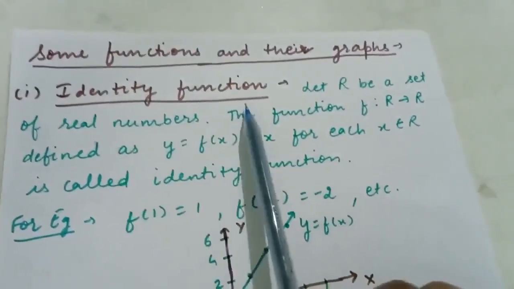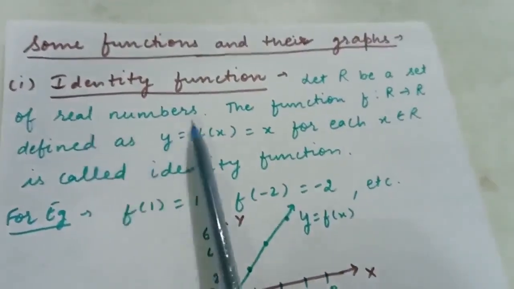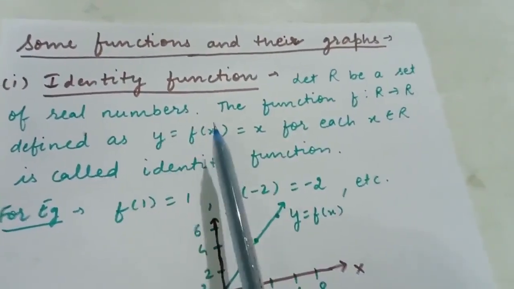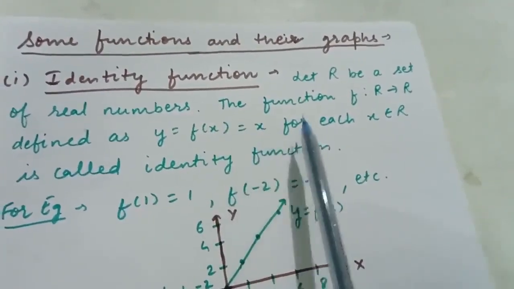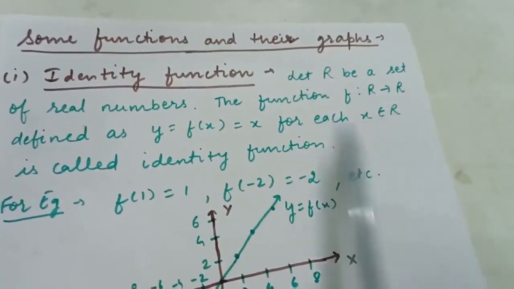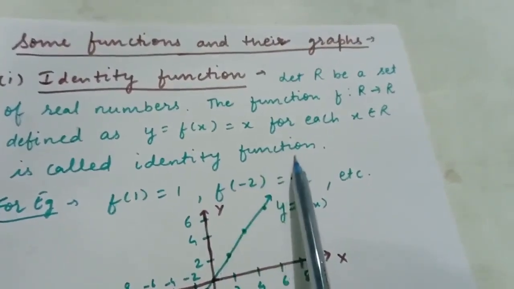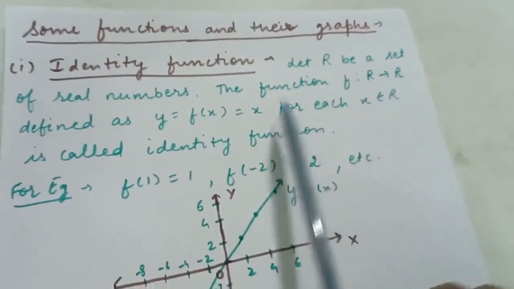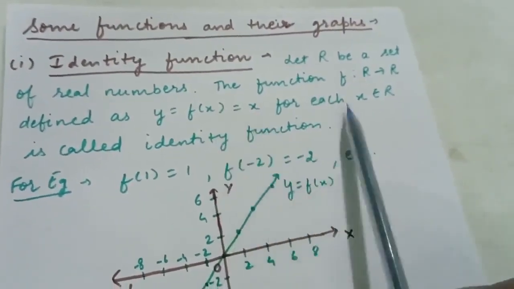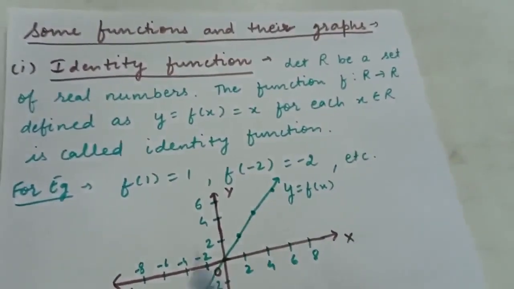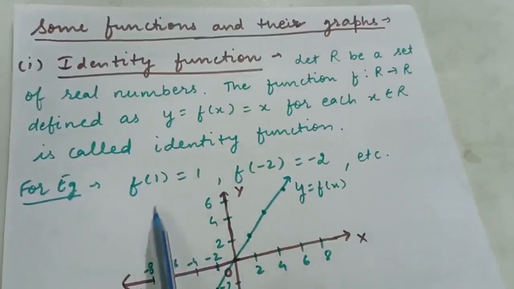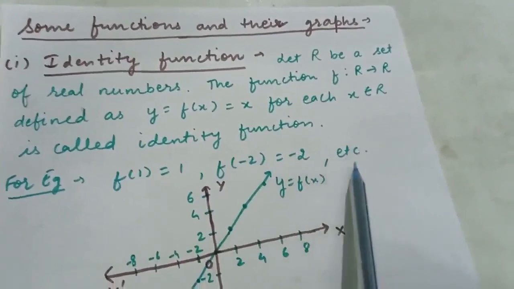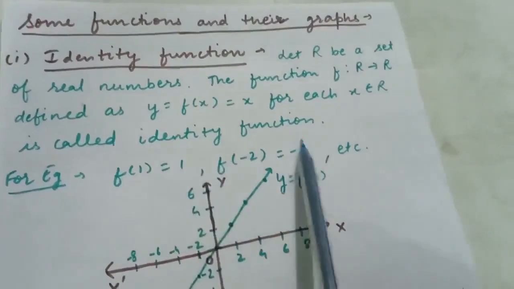So first is the identity function. Let R be the set of real numbers. The function f from R to R defined as y = f(x) = x for each x belonging to the real numbers is called the identity function. Identity function is what? A function from R to R such that f(x) = x for each x belonging to R. Right? For example, if we take 1 in place of x, so f(1) will be 1. f(-2) will be -2, and so on. So this is known as our identity function.